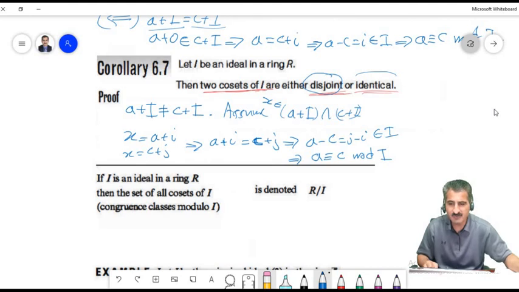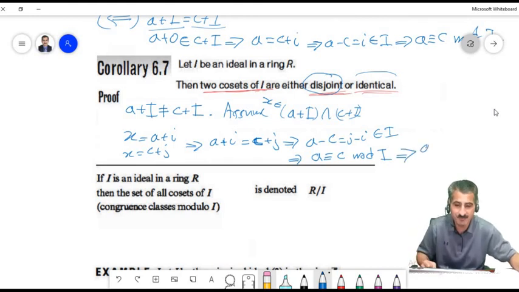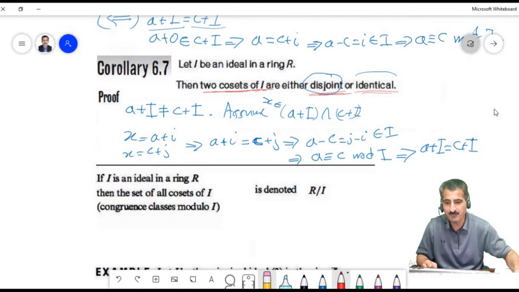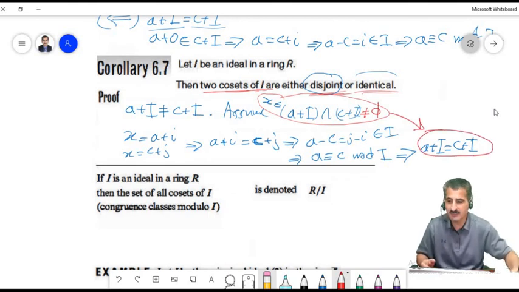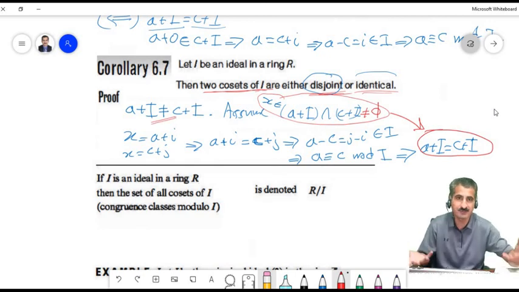So what we got, if they are not disjoint, then they are congruent modulo I, and then by the above theorem, a plus I equals c plus I. So okay, interesting. What we have proved is that if the intersection is not empty, then we concluded they are the same. So either they are the same or they are disjoint.